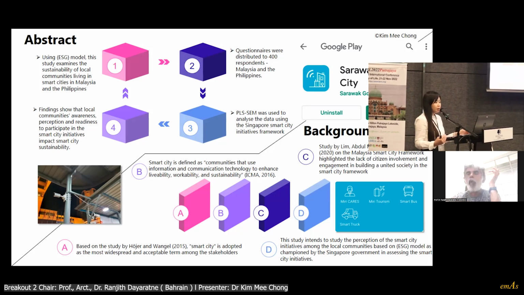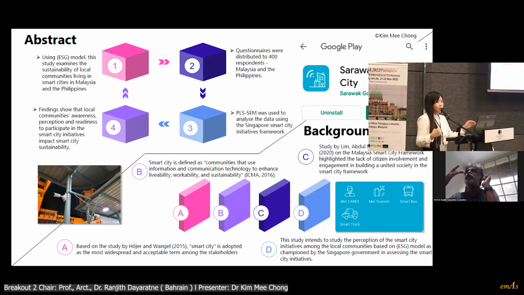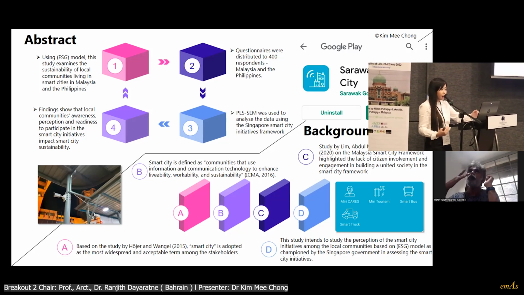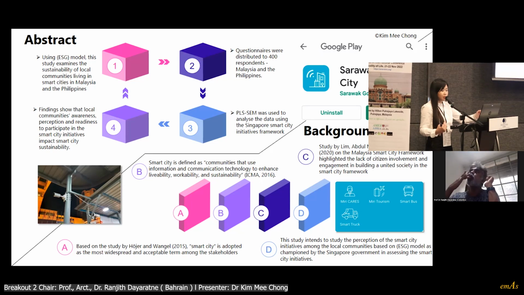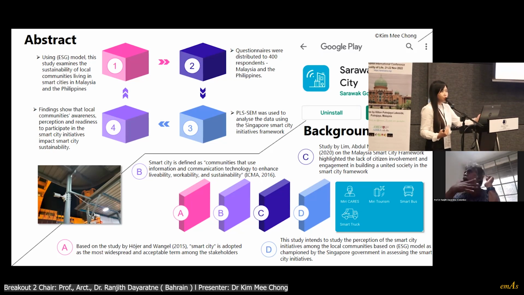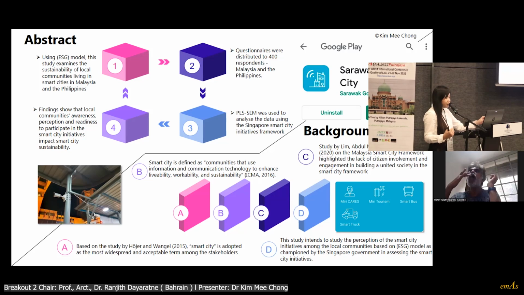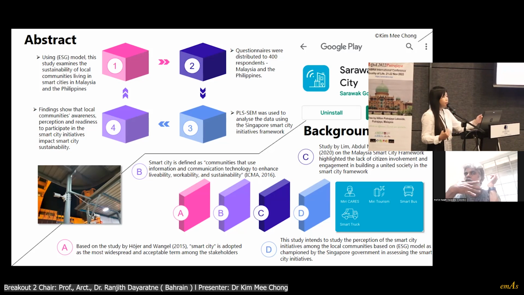So this research is actually my further research on helping the Miri City Council to conduct research in terms of whether the local community is aware and their perception towards smart city. When we talk about smart, it definitely connects to technologies, like Smart Selangor that we use in the apps. Using the ESG model, we examine the sustainability of the local community living in the smart city in Malaysia and in the Philippines.